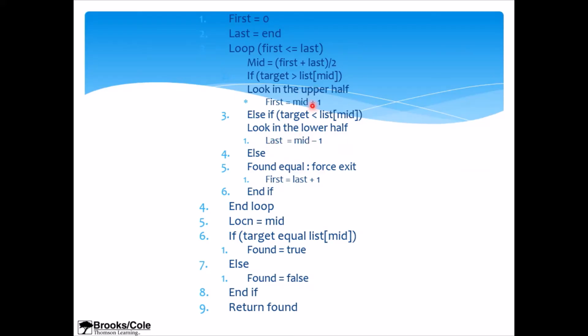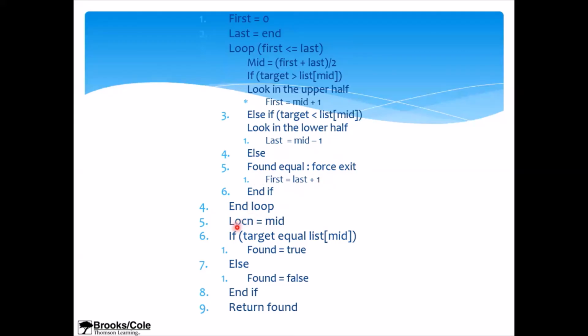Otherwise, if it's true, that means we already find the address where we can get the target. We need to have the force exit. So how are we going to do that? Force exit means we're going to change the value of the first to last plus 1, to stop the execution of the loop. So you can also use a break for this particular portion.